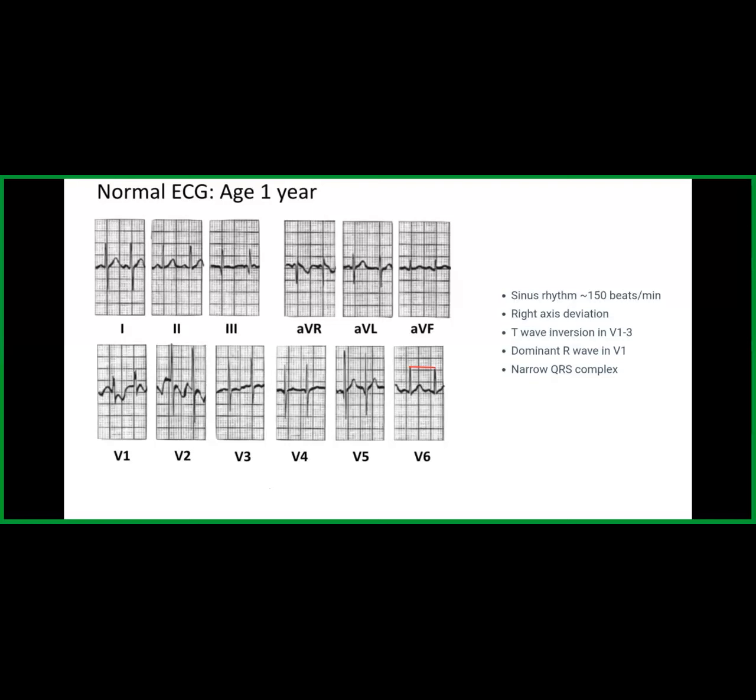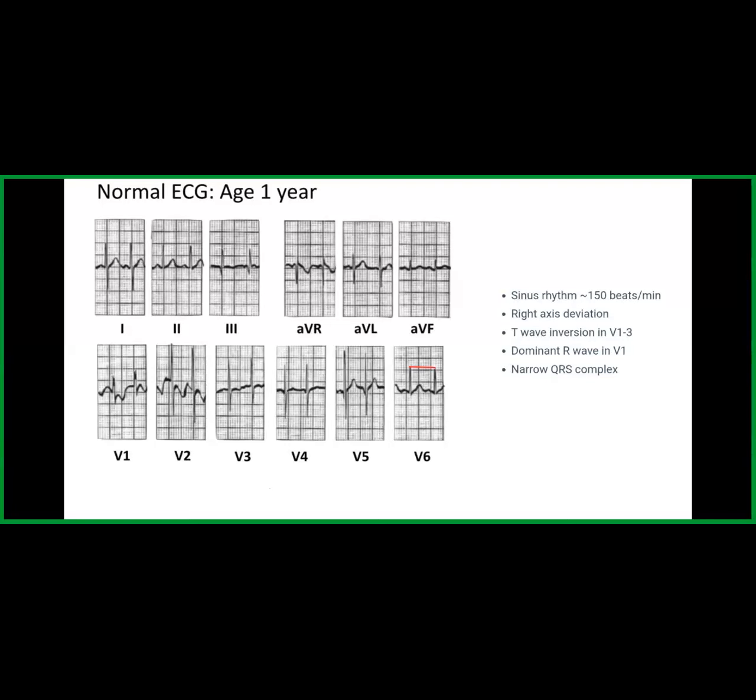Here I am just quickly going to tell that in lead 1 and in lead aVF, the R wave is dominant in the positive deflection and there is right axis deviation, 0 to 90 degrees, and T wave inversion in V1 to V3, which we all now know is called the juvenile T wave pattern.